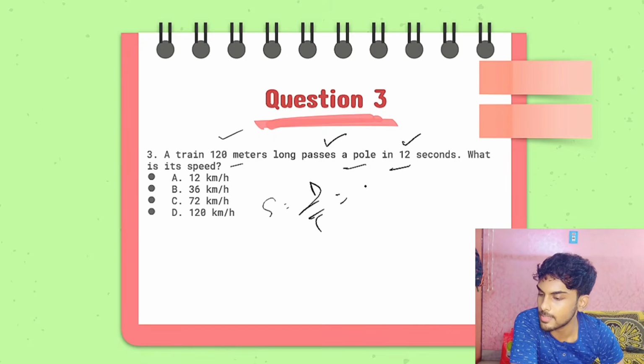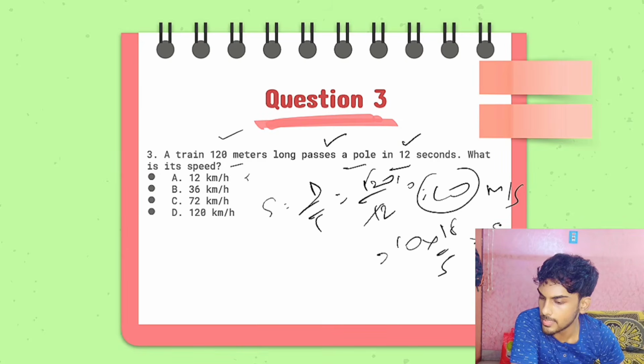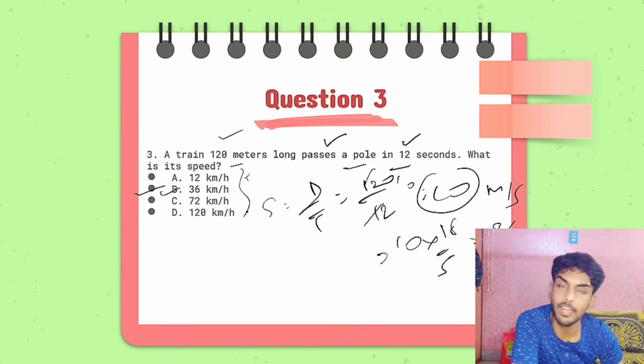It's simple. Speed equals distance by time. And distance is 120 meters by 12, which becomes 10. So 10 is the speed. Now 10 is meter per second. We need to convert it into kilometer per hour, as you can see. So it's 10 into 18 by 5, which gives you 36. So option B, 36 is the answer. You need to keep this in mind that the options are in kilometer per hour and you got meter per second. So that's a vital thing.